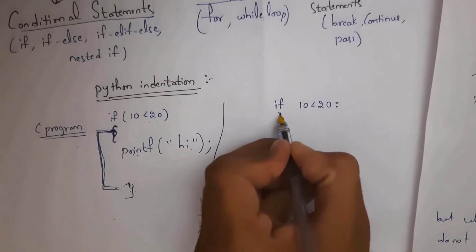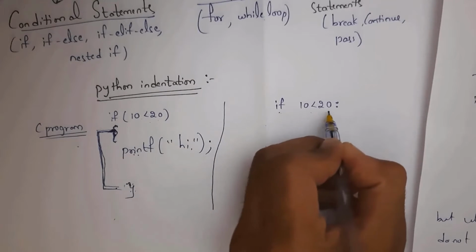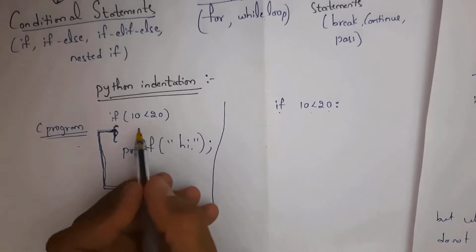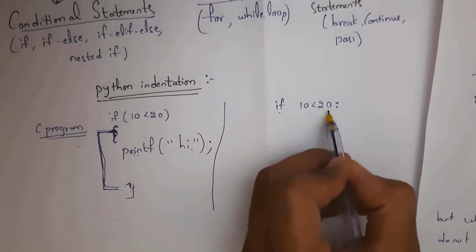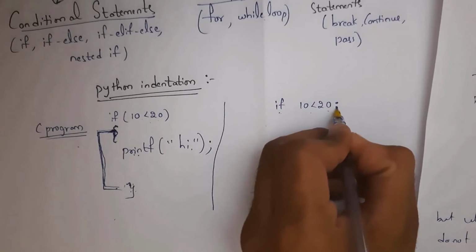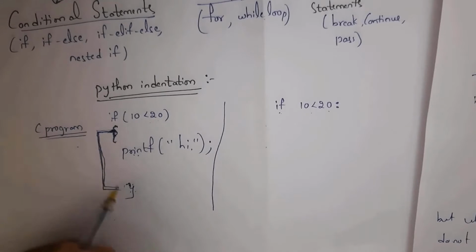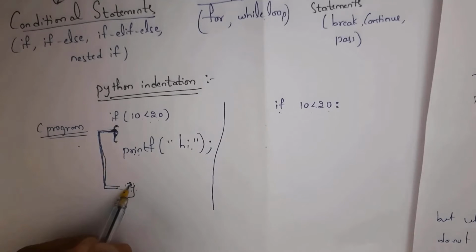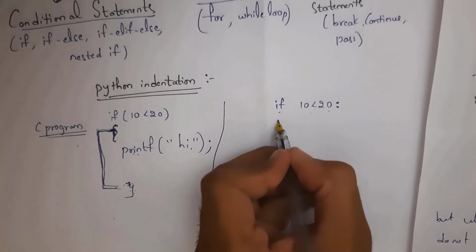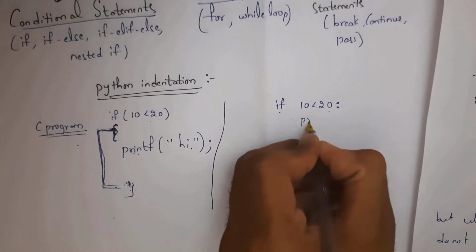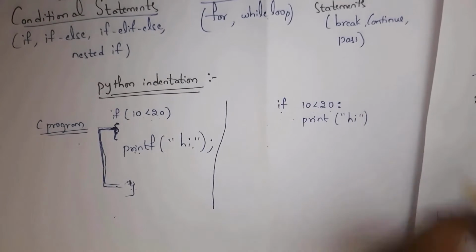Here, at first write if and give the condition, that is 10 less than 20. There is no need of using brackets like in C. Just write 10 less than 20 and give a colon. This is the colon symbol. Here in Python, instead of curly braces, we use indentation. Indentation is nothing but space. So after giving some space, write print high, and there is no need of giving a semicolon in Python.